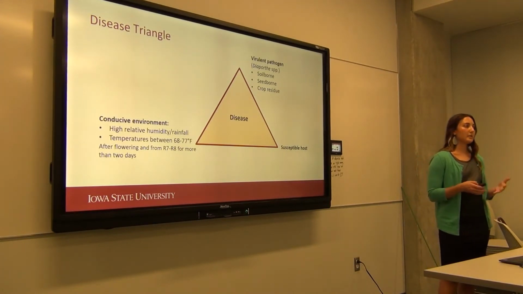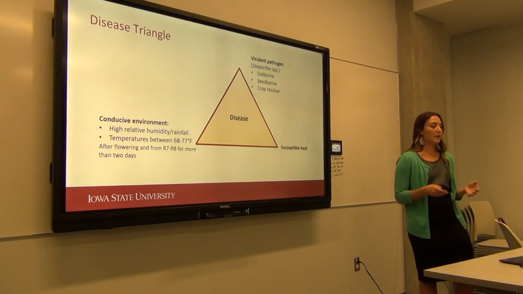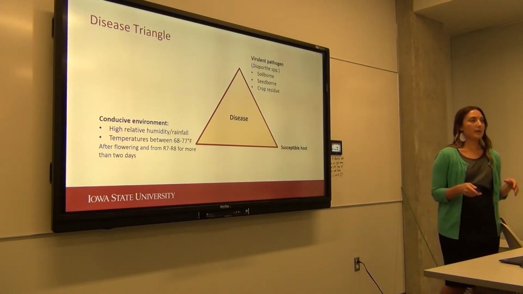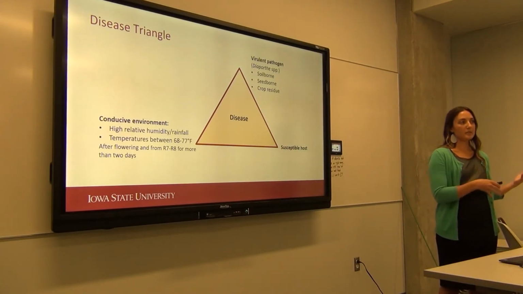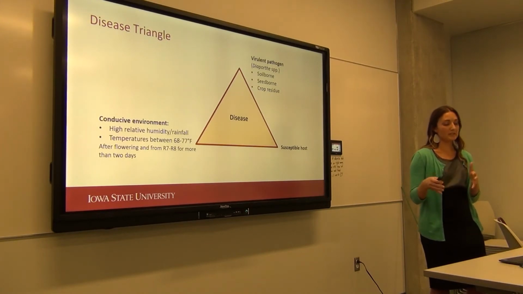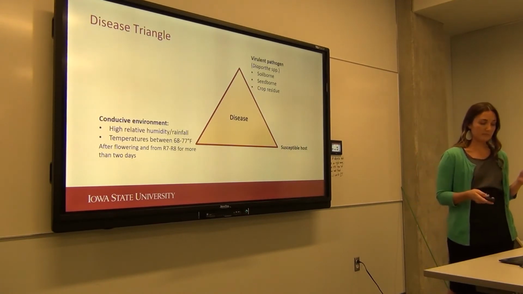And lastly, you need the conducive environment for this disease to develop. The conducive environment is high relative humidity and high amounts of rainfall, as well as temperatures between 68 and 77 degrees Fahrenheit. When this happens after flowering, you can have increased chances of Phomopsis seed decay, but it's especially important for disease development when this happens at R7 to R8, or closer to harvest, for more than 2 consecutive days.